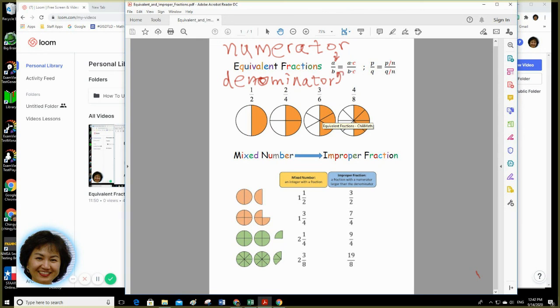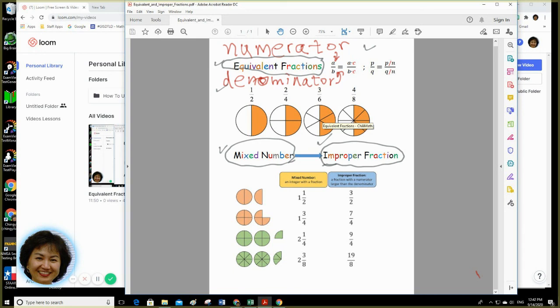And this, equivalent fractions, and mixed numbers and improper fractions. So 1, 2, 3, 4, 5. These 5 words you have to remember.